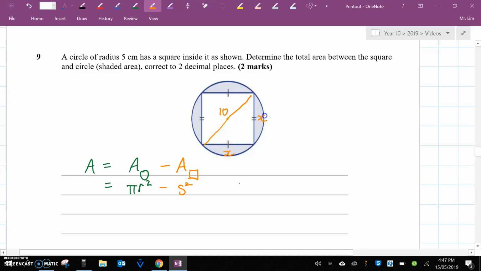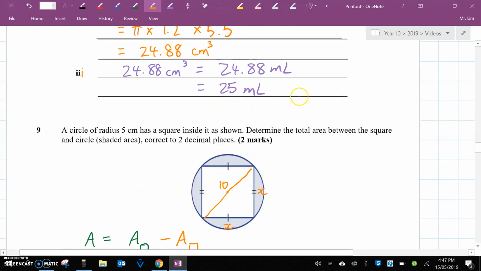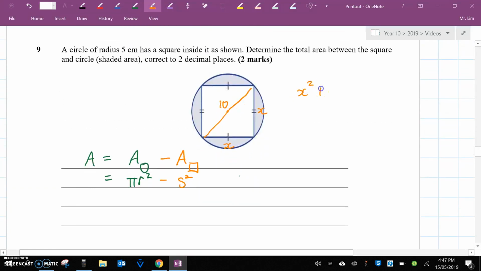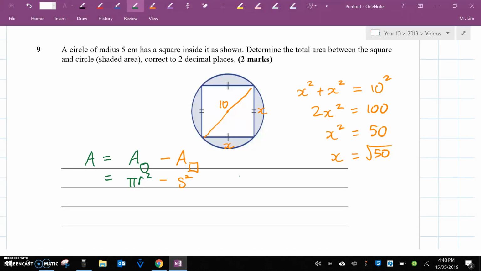If we label that x and x, we can use Pythagoras' theorem to work out the length of one side of the square. So we have x squared plus x squared is equal to 10 squared, because 10 is the hypotenuse. So that leaves us with 2x squared is equal to 100. Divide both sides by 2. X squared is equal to 50. Square root both sides. X is equal to the square root of 50. Now we can use that when working out this question.